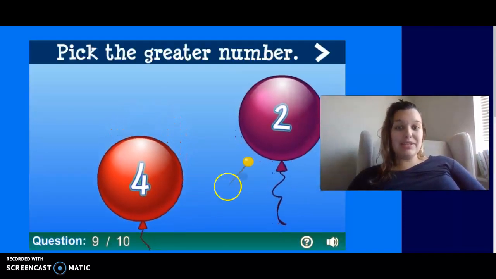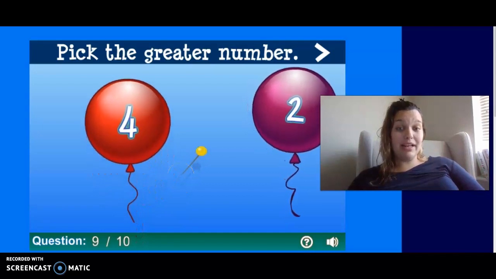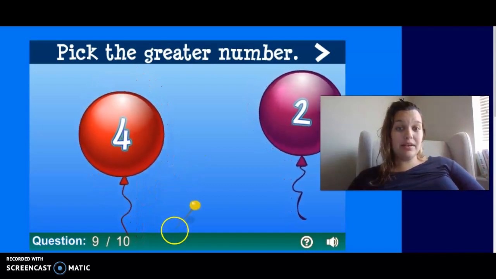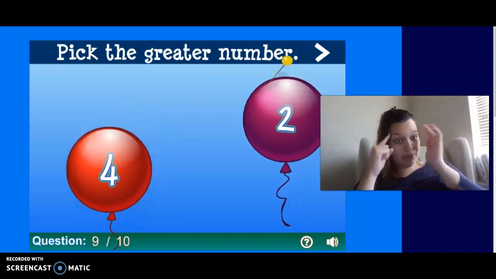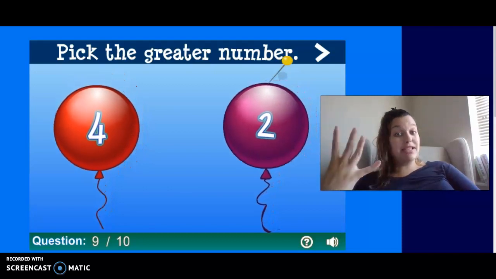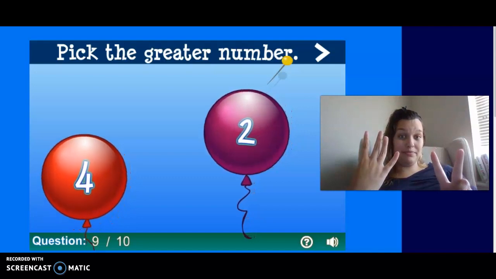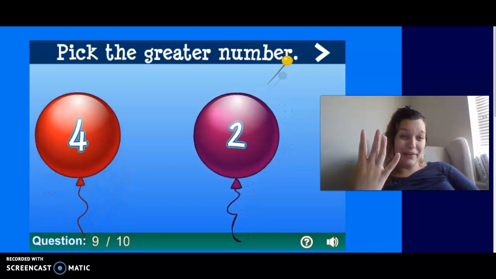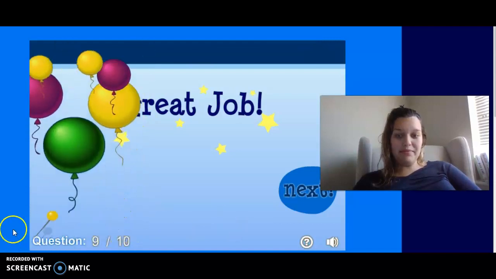And our last one. Pick the greater number. We are going to choose between 4 and 2. Now think about this. When we think greater, think of your favorite food. If you like pizza, do you want 4 pieces of pizza or do you just want 2? You want the 4, right? So 4 is our greater number.